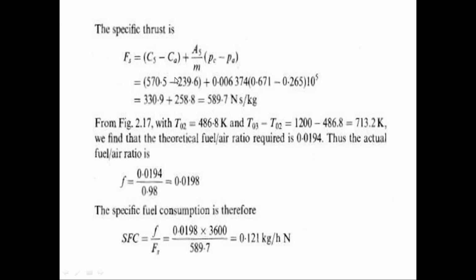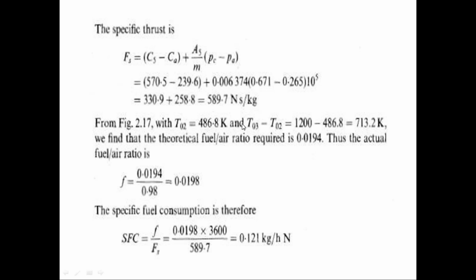And the specific thrust is C5 minus Ca plus A5 by m times Pc minus Pa. So we have this expression A5 by mass flow rate, and this is the thrust because of the pressure force, and this is the thrust because of the momentum. So together this will give you the specific thrust of roughly around 9590 Newton into second per kg.